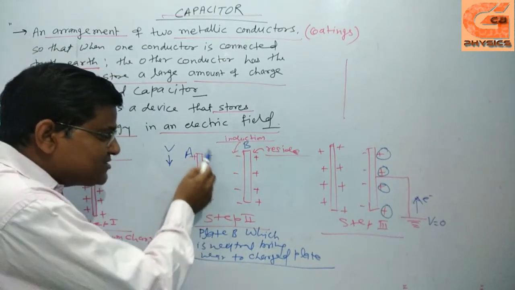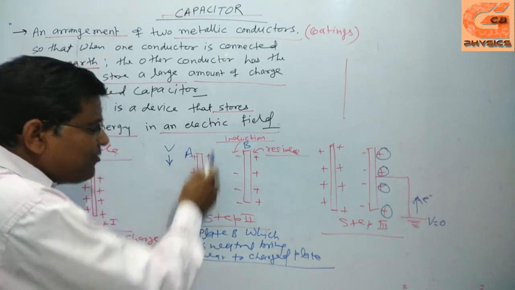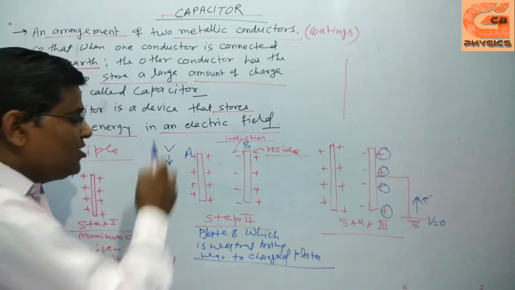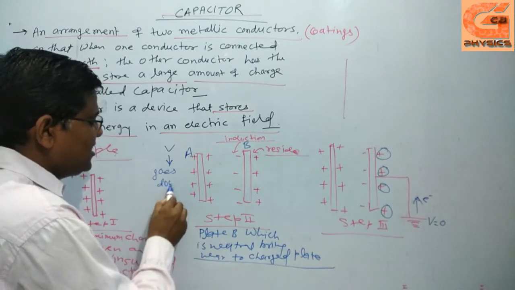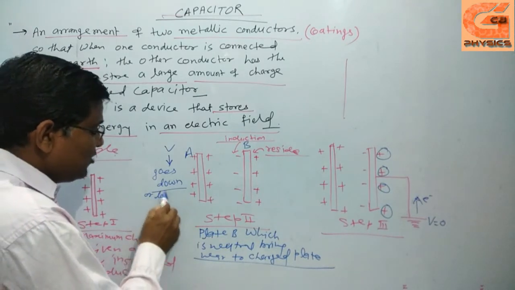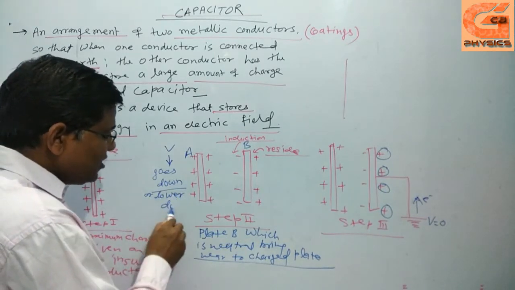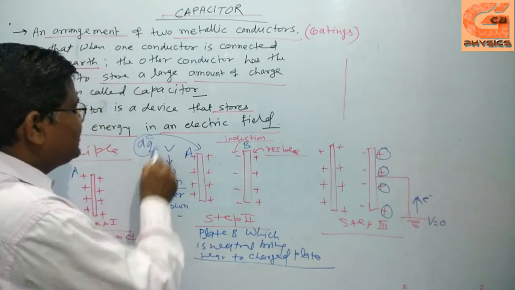This is the plus charge, this is the minus charge. Iska potential plus hoga aur iska potential minus hoga, to is par jo resultant potential hoga wo kya karega, down karega, potential goes down, iska value lower karega. Yani ki jab lower down hua to aap kuch amount of charge isko de sakte hain.